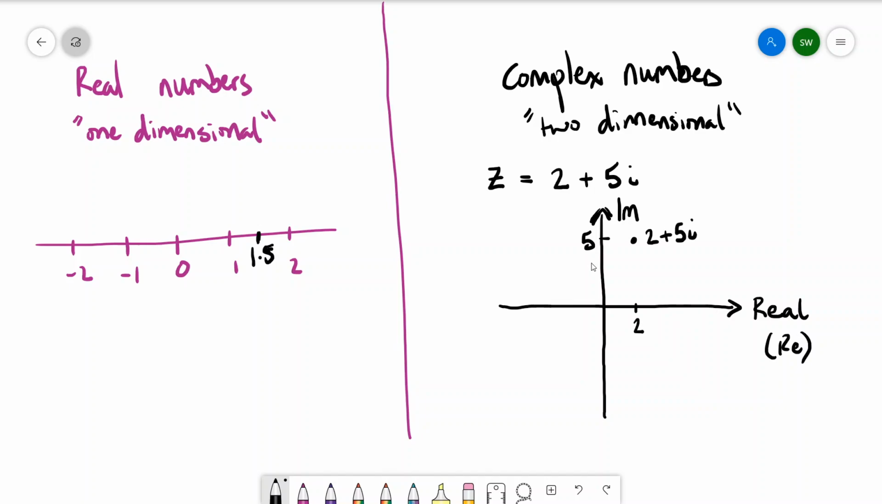If I wanted to plot another complex number, say the complex number alpha, which is minus 2 minus 7i, then all I would do is plot the coordinate (-2, -7). So I want the real part to be minus 2 and the imaginary part to be minus 7. So I could plot that complex number alpha over there at that coordinate (-2, -7).